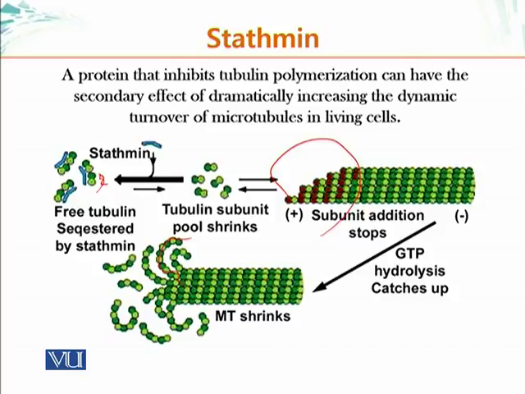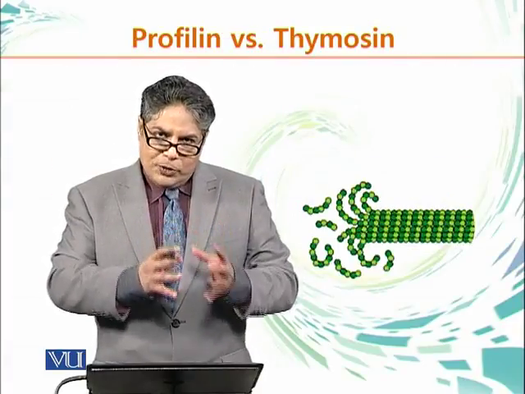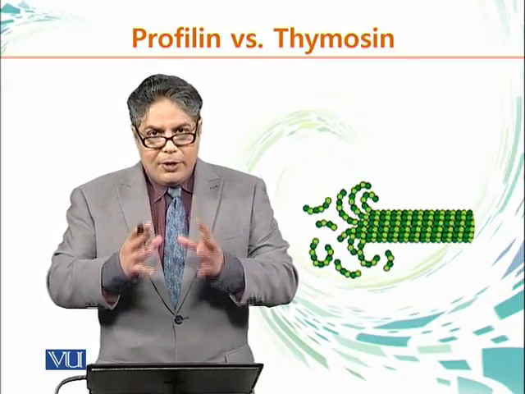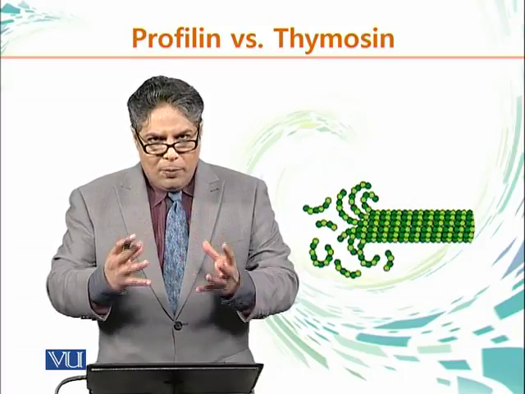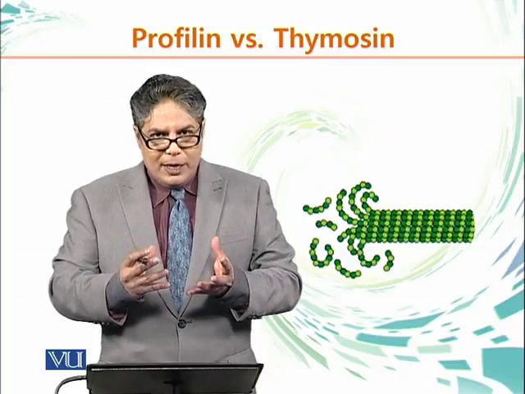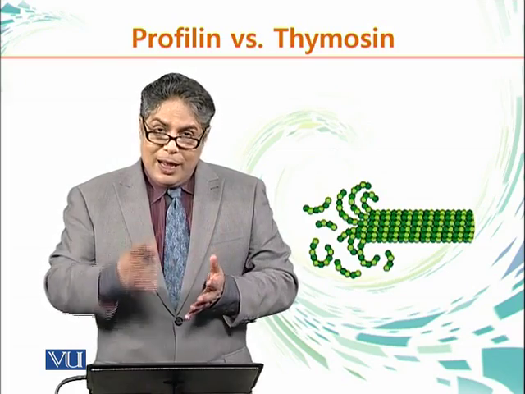So a protein that inhibits tubulin polymerization can have a secondary effect by dramatically increasing the dynamic turnover rate of microtubules in the cell. Cells use similar strategies for controlling microtubule polymers and actin polymers, which is basically sequestering the monomers and reducing the effective monomer population. This gives cells the flexibility to quickly polymerize the filaments, the microtubules or actin filaments, when and where they are needed.